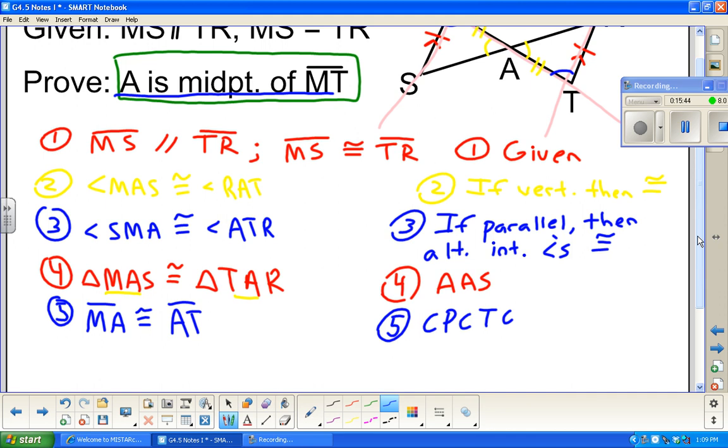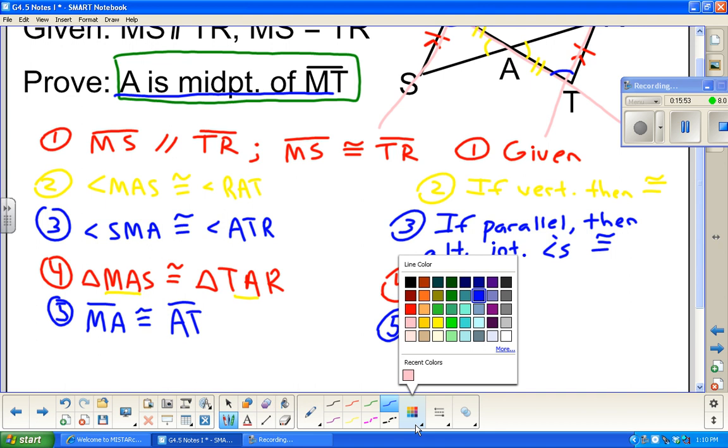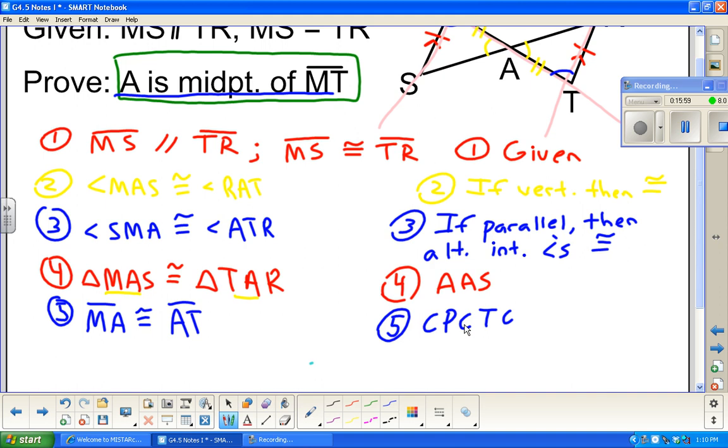Yeah, that's what we just did, right? MA to AT. All right, yes. Yeah. Always after you've shown triangles are congruent. All right, now what's our last step? Look at our goal. Yeah, now we know A is the midpoint.